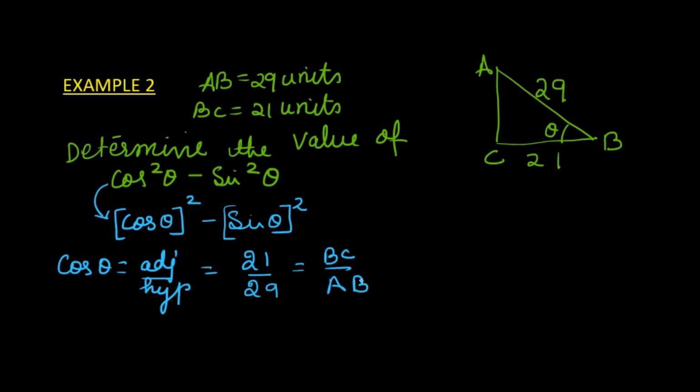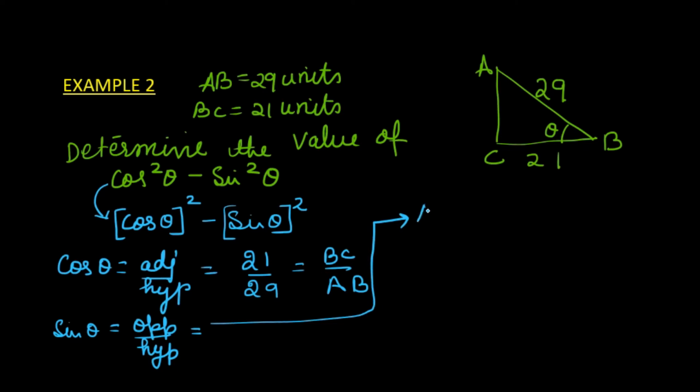Now our aim is to find out sin theta. What is sin theta? Sin theta is opposite over hypotenuse, but we do not know the opposite. So what will we do? We will apply the Pythagoras theorem. Pythagoras theorem says that AB square will be equal to AC square plus BC square in the above triangle. So we get 29 square is equal to AC square plus 21 square.